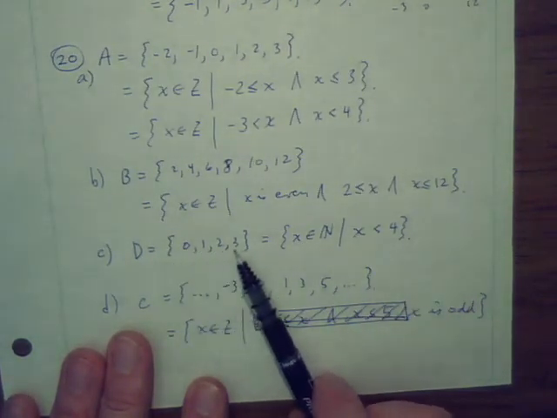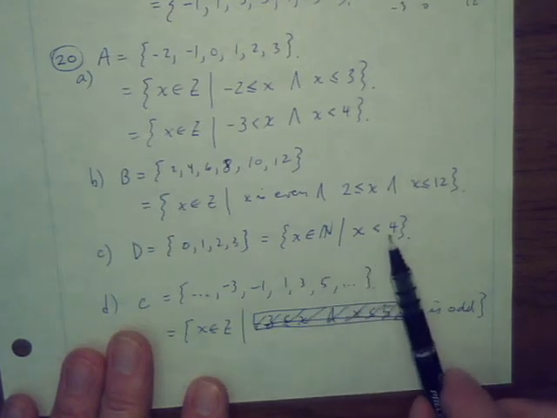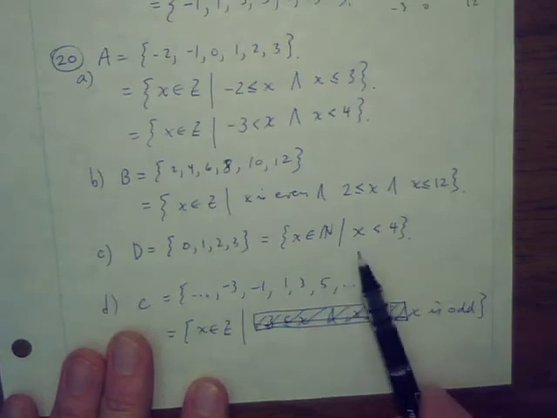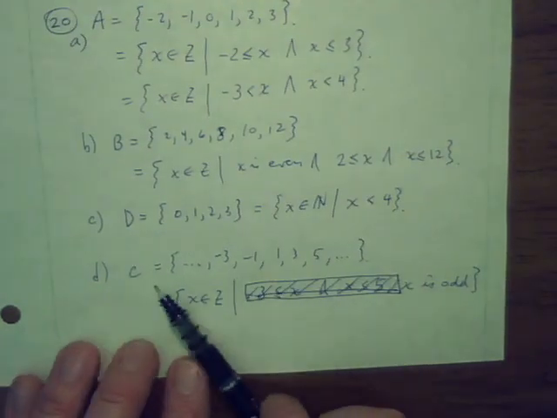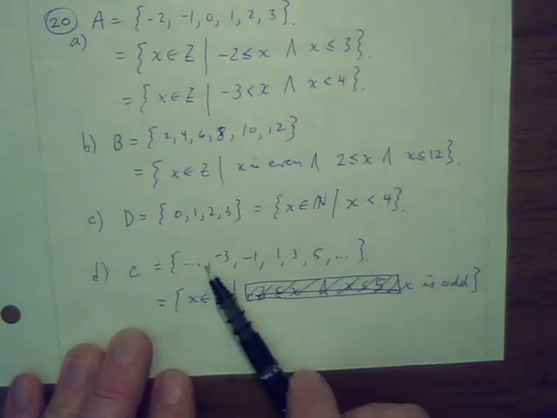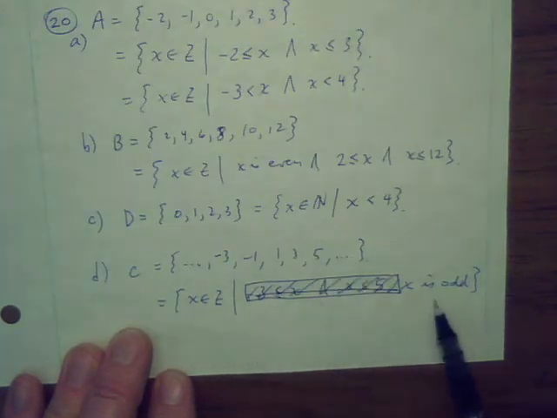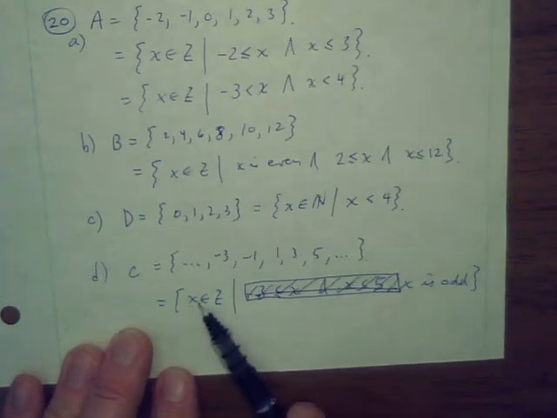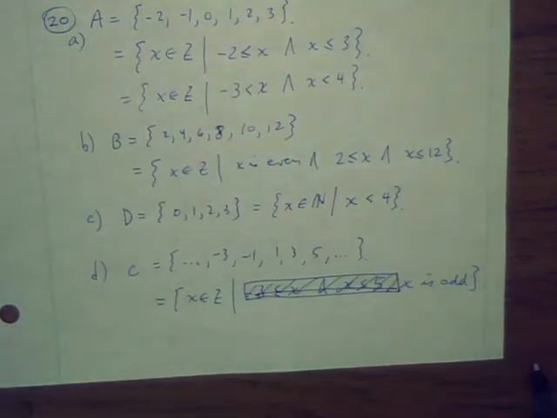Part C is 0, 1, 2, 3. x is an element of the natural numbers and x is less than 4. Okay, that jives with the fact that natural numbers start at 0. Finally, part D, dot, dot, dot, -3, -1, 1, 3, 5, dot, dot, dot. That's all the odd numbers. So it's integers such that x is odd. And there we have it.